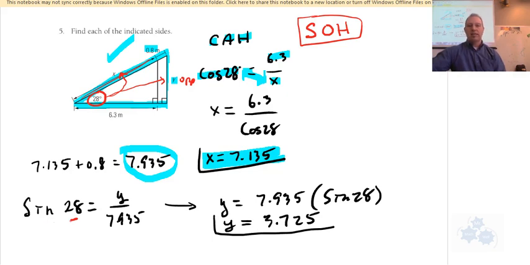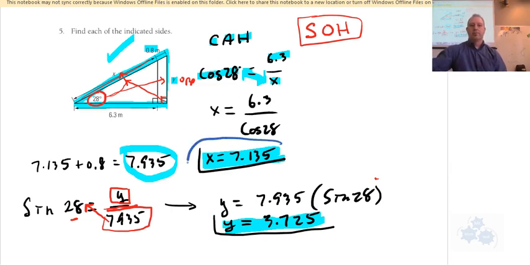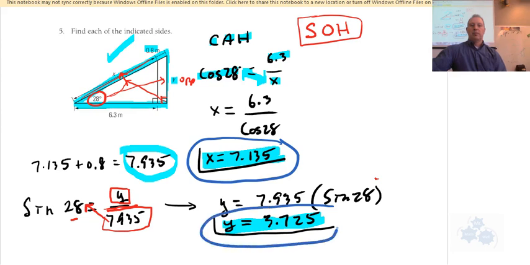So sine of 28 equals the opposite side, which is y. I don't know what y is, so I write y, divided by the hypotenuse, which is the side that's always opposite of the 90 degree. And so that now we know is 7.935. So you bring this up and you multiply both sides by 7.935, and you get a y value right here of 3.7 or 3.725. And those are your two answers right there. Any questions about that one?